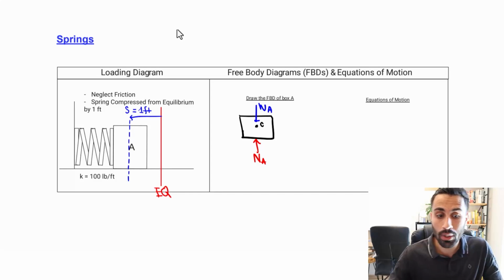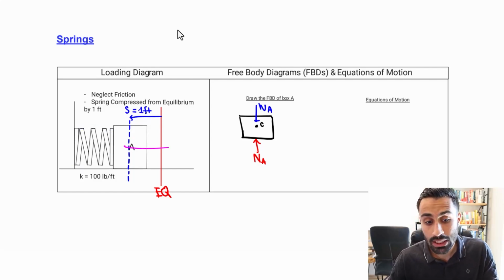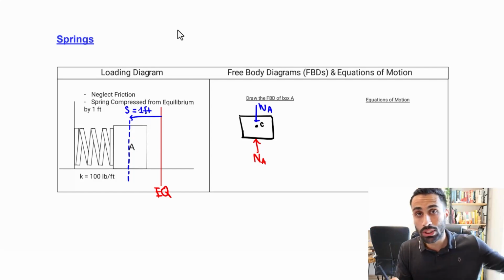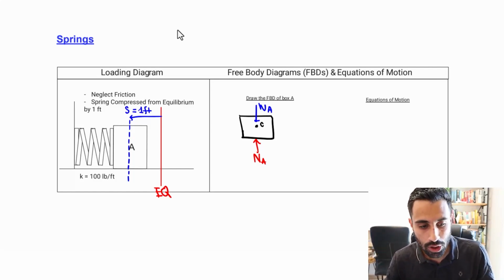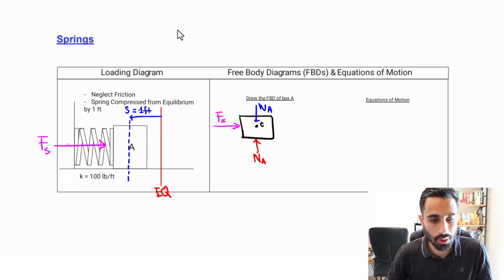That compression amount is going to be that distance S from equilibrium. So that's going to be the case. That tells me I'm going to develop a spring force. Since we have compression to the left, the spring force goes to the right. So the spring force is going to go to the right, and I'll denote that as the force in the spring.